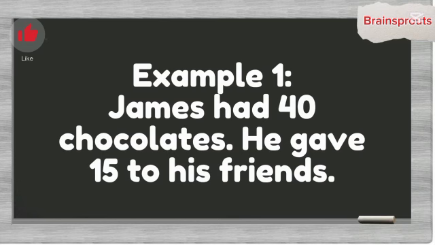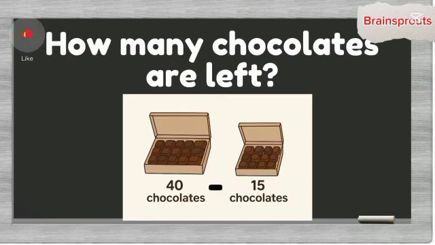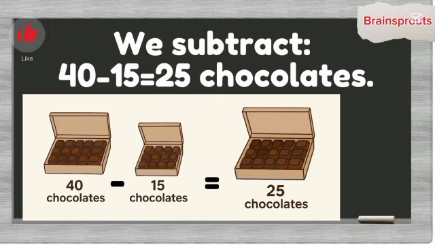Example 1. James had 40 chocolates. He gave 15 to his friends. How many chocolates are left? We subtract. 40 minus 15 equals 25 chocolates.